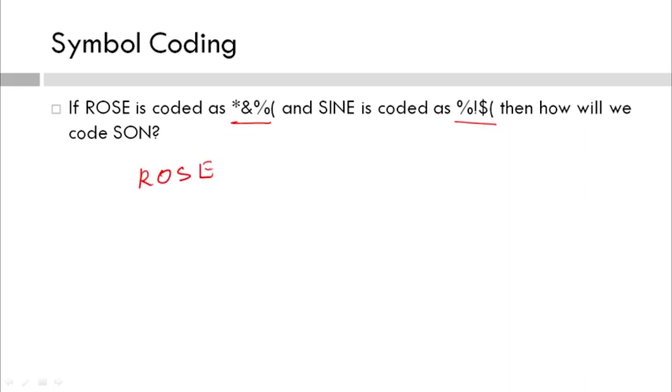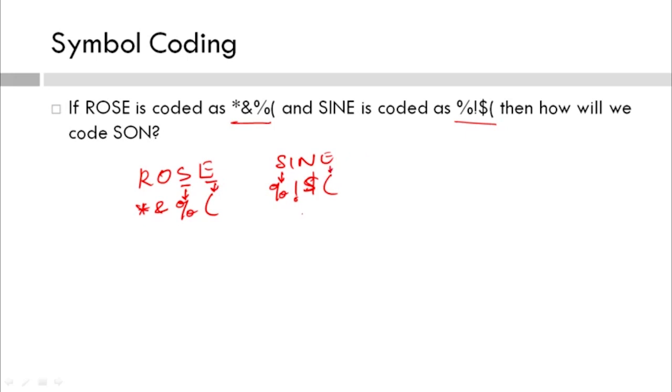Rose is coded as follows and sign is coded as like this. Now, how will you code sun? If you observe these two words, S is there in both the words and the code for S is percentage in both the cases. Similarly, the code for E is this opening bracket in both the cases.